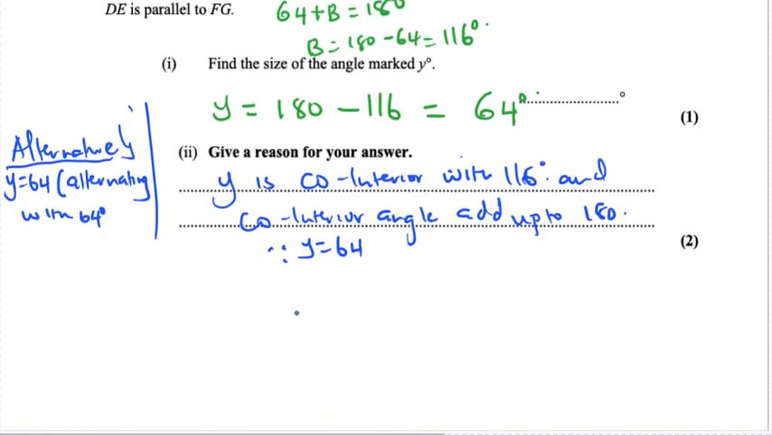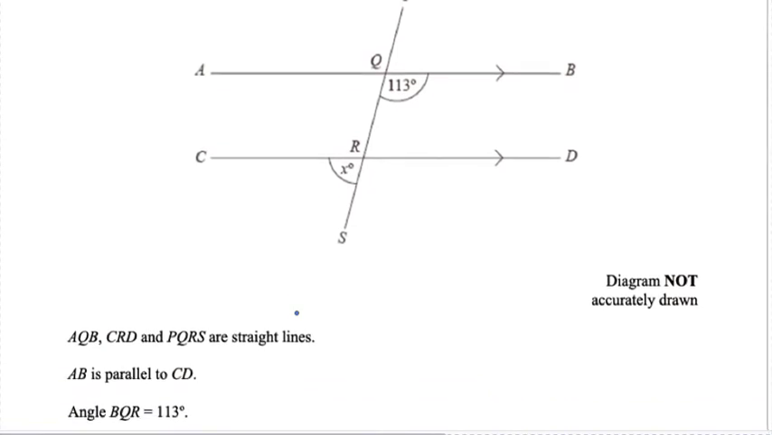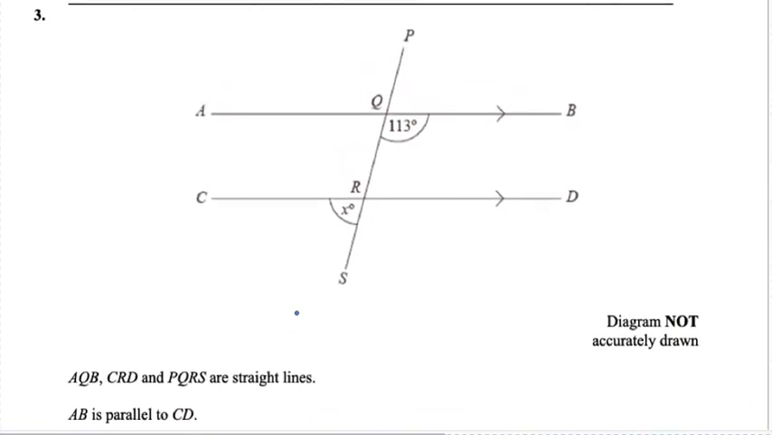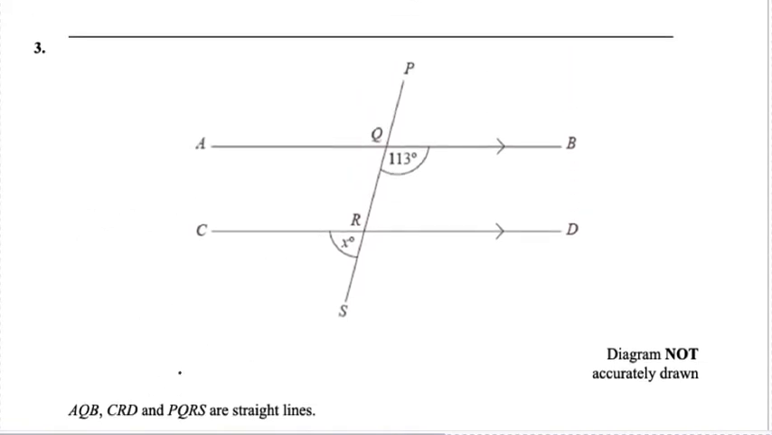Yes, let's continue to the next question. This could be quicker and easier. Okay, let's see. They want us, these are straight lines, but AB is parallel. You can see the arrows, and they want us to work out X. Okay, so we know that this is a straight line. Angles on a straight line add up to 180. Don't forget that, it's a principle.